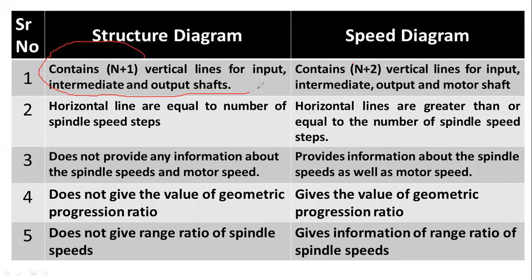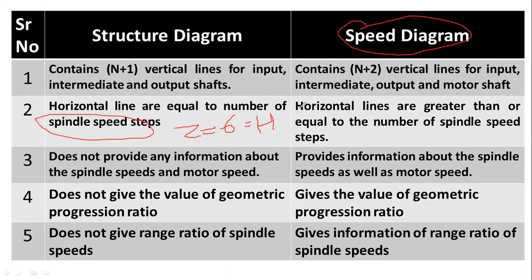Structure diagrams, you have to draw n plus 1 vertical lines. But one more motor speed line has to be drawn in speed diagram. So instead of n plus 1, here it is going to be n plus 2 vertical lines you have to draw in the speed diagram. What about the horizontal lines? Right? So guys, the horizontal lines will be equal to always the speed steps Z. If your number of speed steps are 6, then your horizontal lines will be exactly 6.